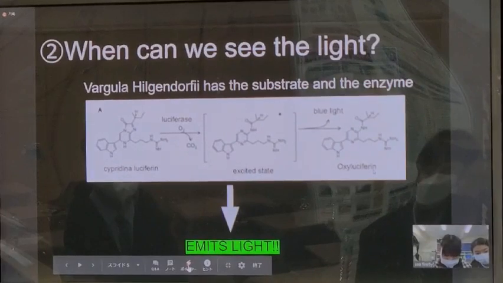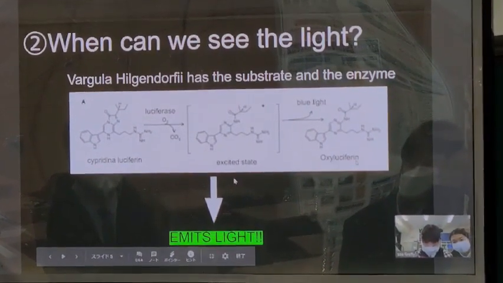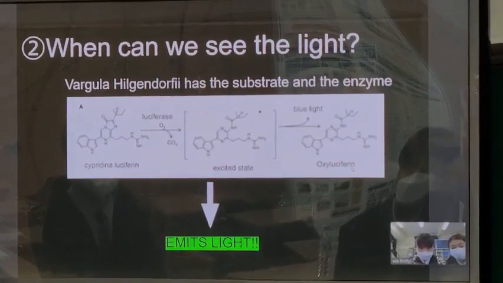Don't you want to see the Huygendorf emit light? I'll show you again. This is a movie of the Huygendorf emitting light. You can see the light at the moment we put water in it.